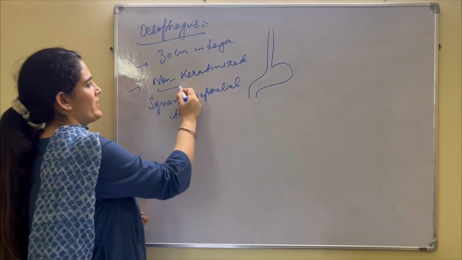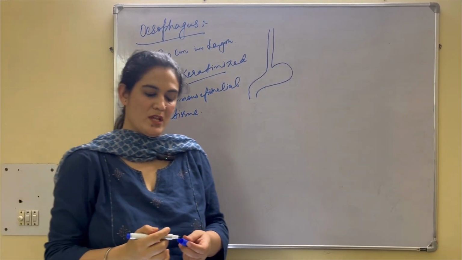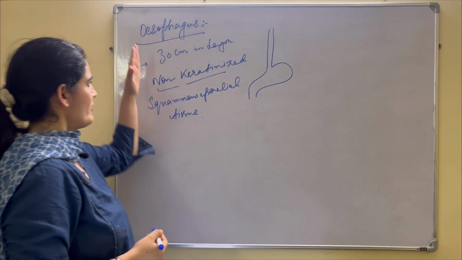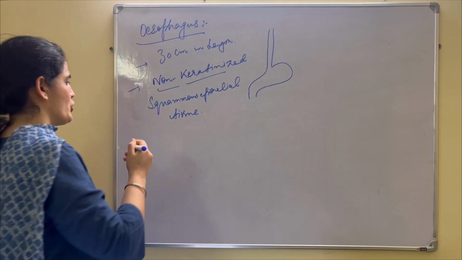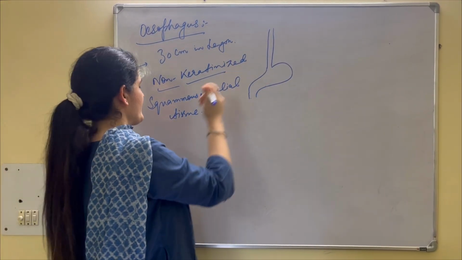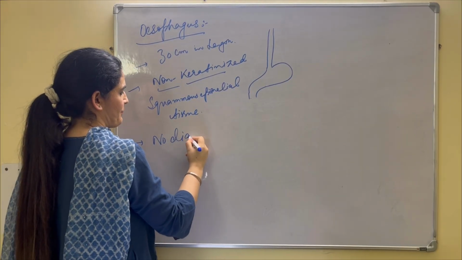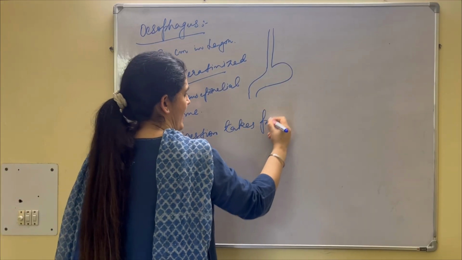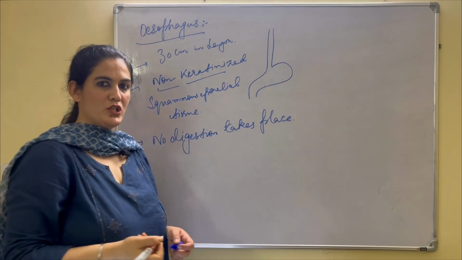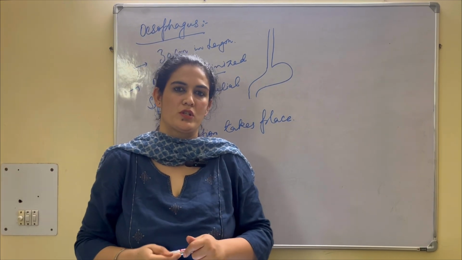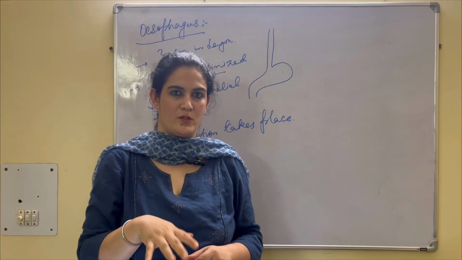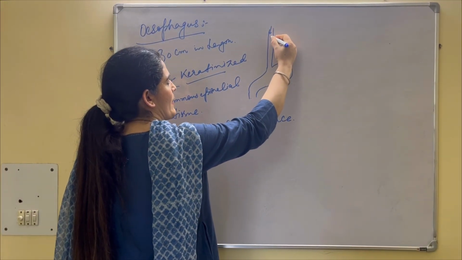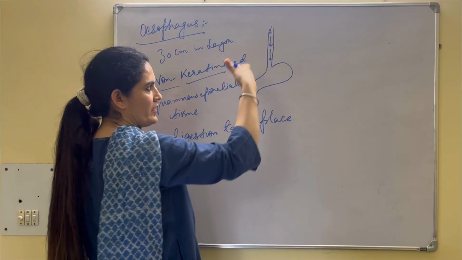So what does this non-keratinized mean? Non-keratinized means that keratin protein is not present. Okay, so it is covered by non-keratinized squamous epithelial tissue, and in esophagus, students, basically no digestion takes place. As maximum of the food digestion takes place in the buccal cavity. Almost 30% of carbohydrate is digested there. So here no digestion will take place, and basically what happens here, food is pushed down into the stomach.